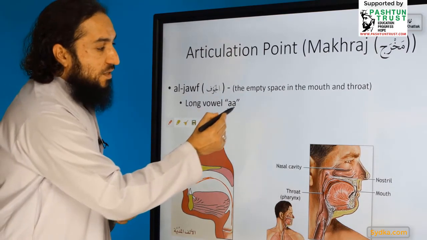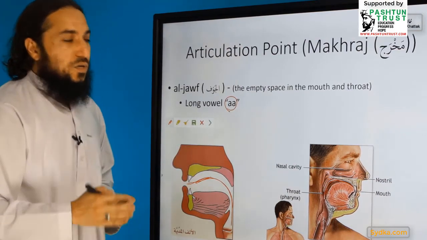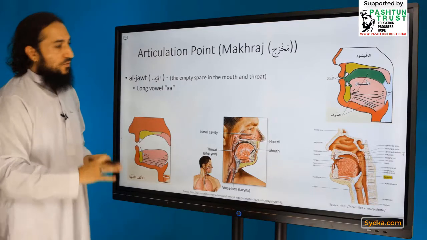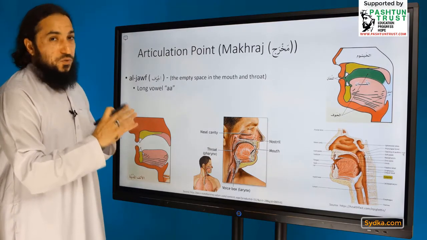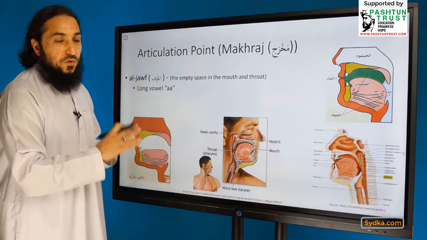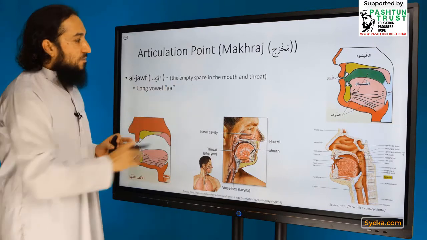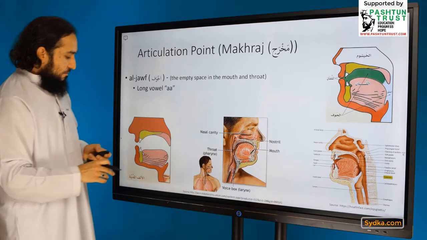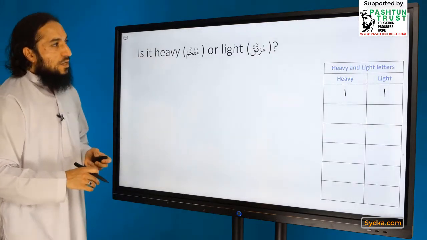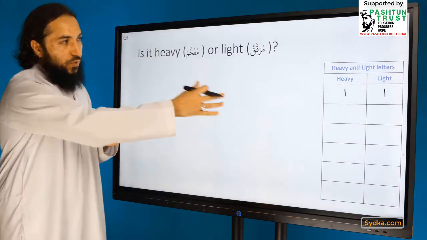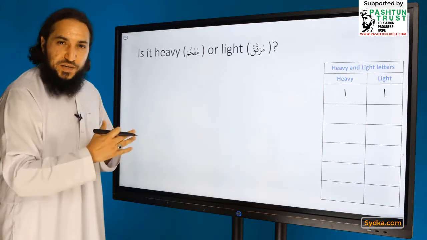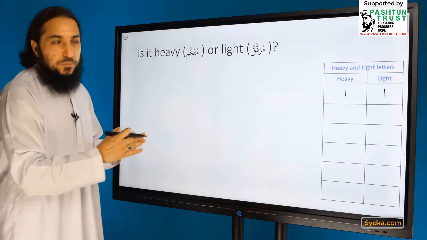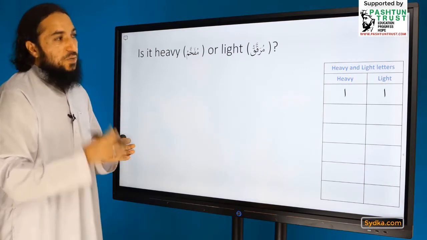A long vowel is 2 counts. I'll explain that in the next slides. In brief, whenever we use alif as a long vowel, its articulation point is the empty space in the mouth and the throat. Next we have the classification. Is it a heavy letter or a light one? It is both, but it depends on the situation.